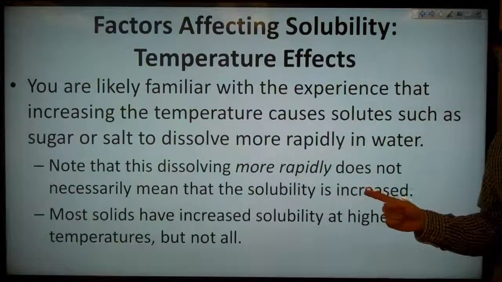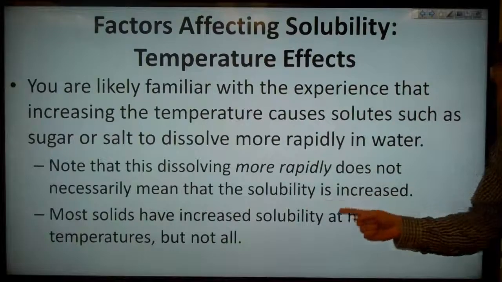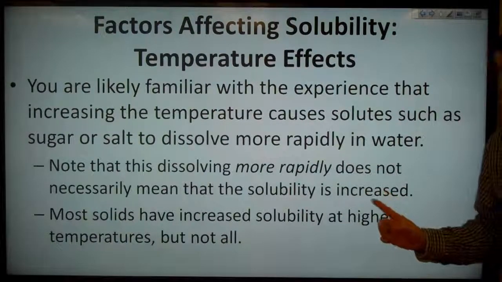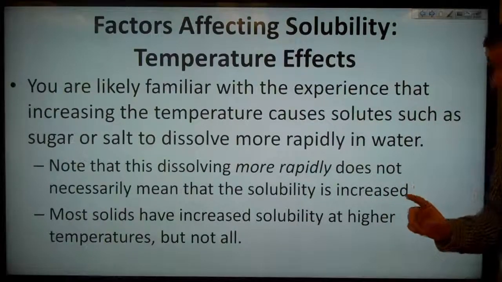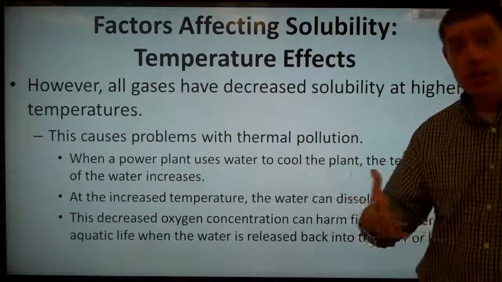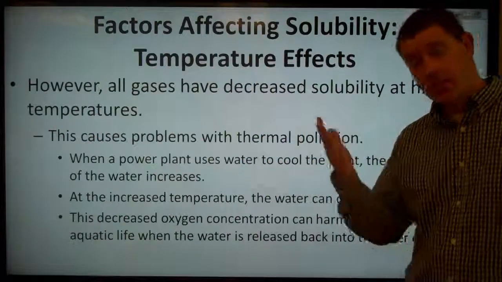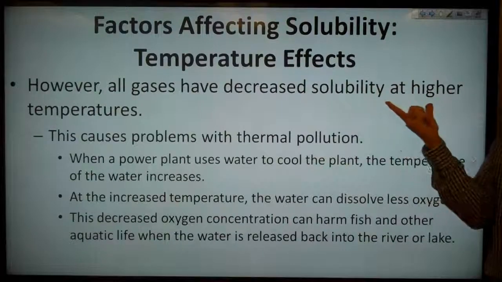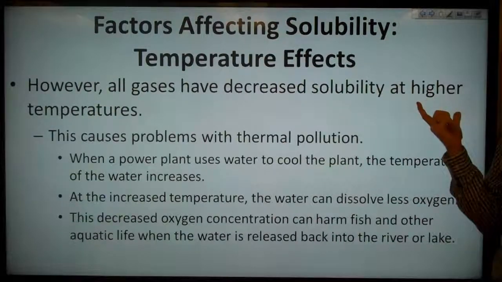But you've also shifted the equilibrium point, because most solids have an increased solubility at higher temperatures, but not all of them do. Most of them do, but not all. So, in the case of sugar and water, they do in fact have a higher solubility as you heat up the water, at least to a point. But all gases have a decreased solubility at higher temperatures.